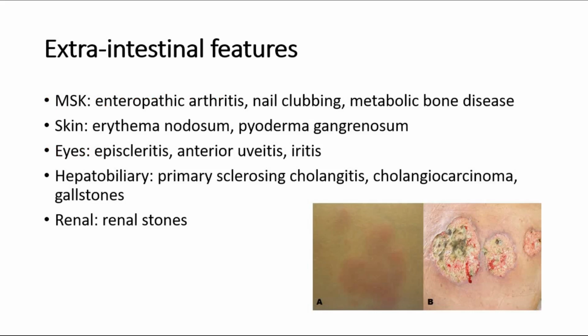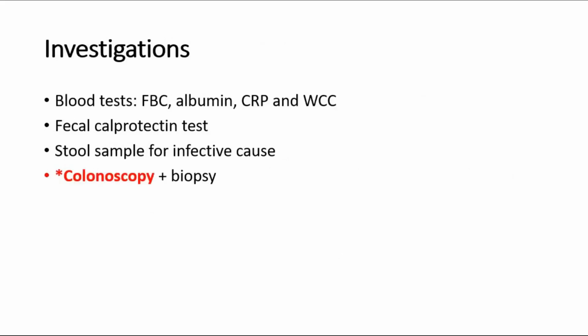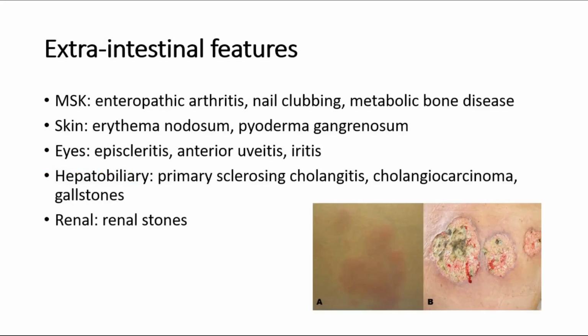There are also extra-intestinal features. Musculoskeletal, such as enteropathic arthritis, typically affecting sacroiliac and other large joints, nail clubbing, or metabolic bone disease, secondary to malabsorption. Skin, either as erythema nodosum, which are tender red-purple subcutaneous nodules, typically on the shins, or pyoderma gangrenosum, which are erythematous papules or pustules that develop into deep ulcers. Eyes may have episcleritis, anterior uveitis, or iritis. Hepatobiliary, primary sclerosing cholangitis, cholangiocarcinoma, or gallstones. And renal stones. This picture shows the erythema nodosum on left, and pyoderma gangrenosum on right.